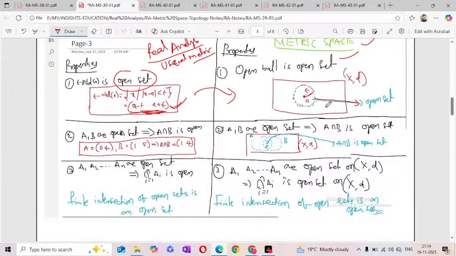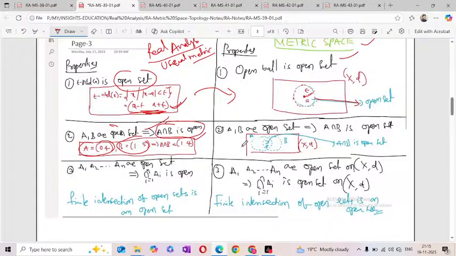Next one. Suppose A and B are both open sets. I'm taking the open interval 0, 2 and the open interval 1, 5, and taking the intersection of these two. The intersection is the open interval 1, 2. What is the conclusion? The intersection of two open intervals is again an open interval in real analysis. The same holds in a metric space. Suppose here A and B are both open sets.